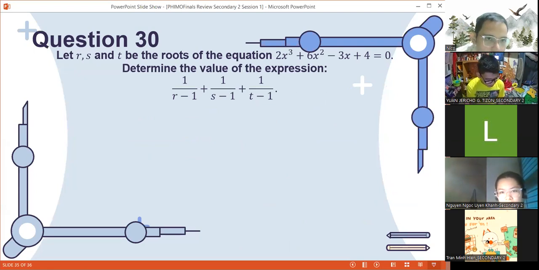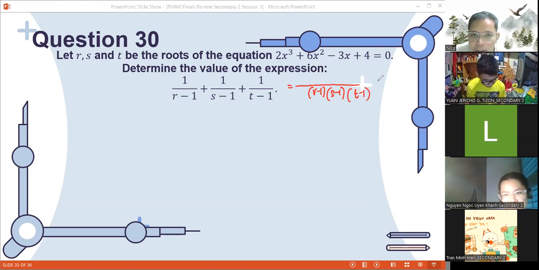Let R, S, T be the roots of this equation. Determine the value of the expression. In here, we're going to need to multiply the values first. So we have R minus 1, S minus 1, then I add all of them: S minus 1 times T minus 1, plus R minus 1 times T minus 1, plus R minus 1 times S minus 1.